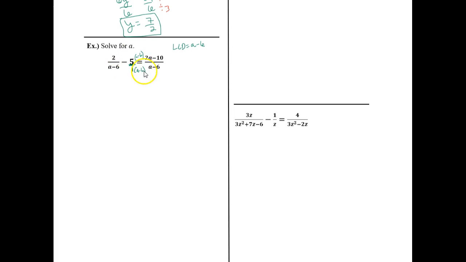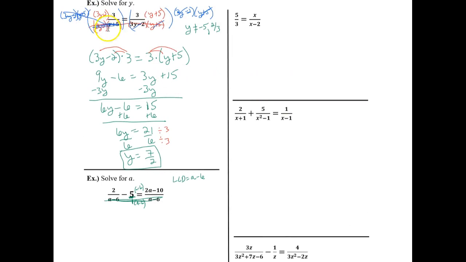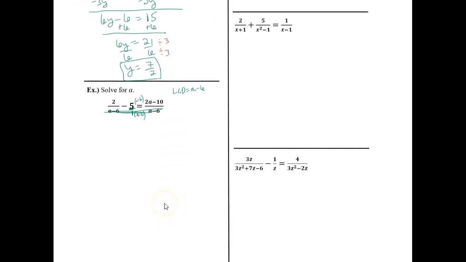Now all of the denominators are equal. I would multiply everything by the LCD, and that will clear out these denominators, just as we did previously. The only thing that will be left will be the numerators. So 2 minus 5 times a minus 6, that will equal 2a minus 10. Again, we can solve this. I'll start by distributing that negative 5 times a, and negative 5 times negative 6 will be positive 30.